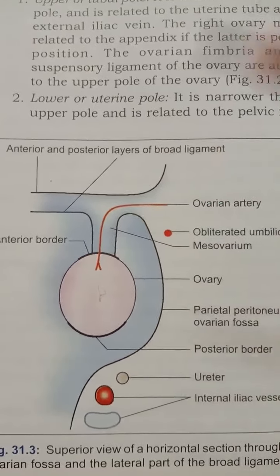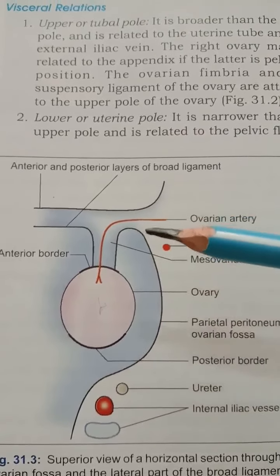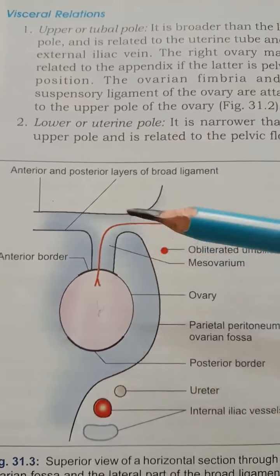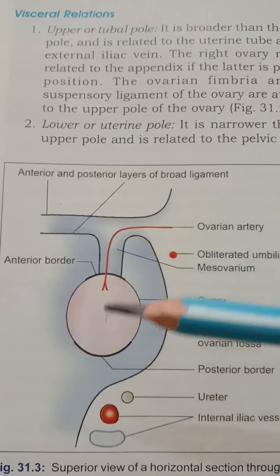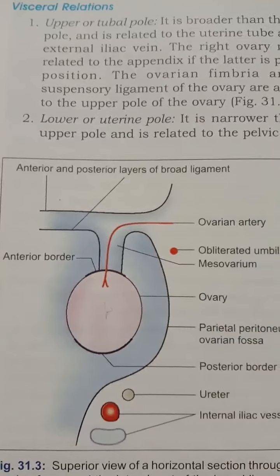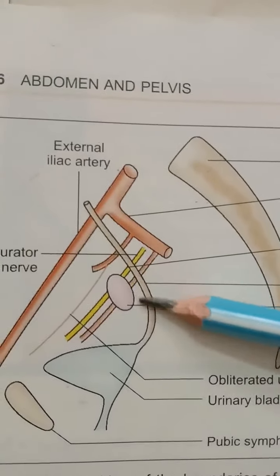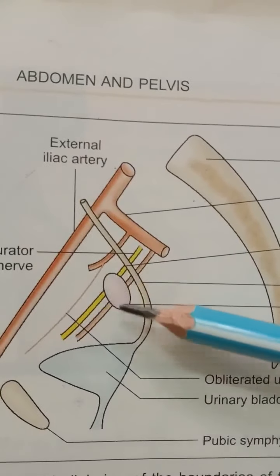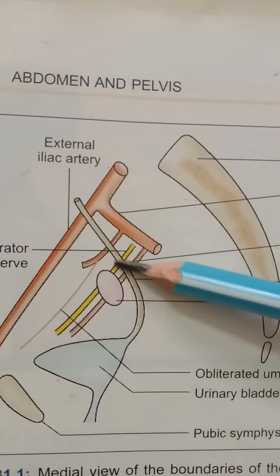Then the posterior border, opposite to it, is free and convex and is directed towards the uterine tube and related with the ureter. So here in this diagram you can see that is the posterior border and this is the anterior border. So the posterior border is related with the ureter, this one.